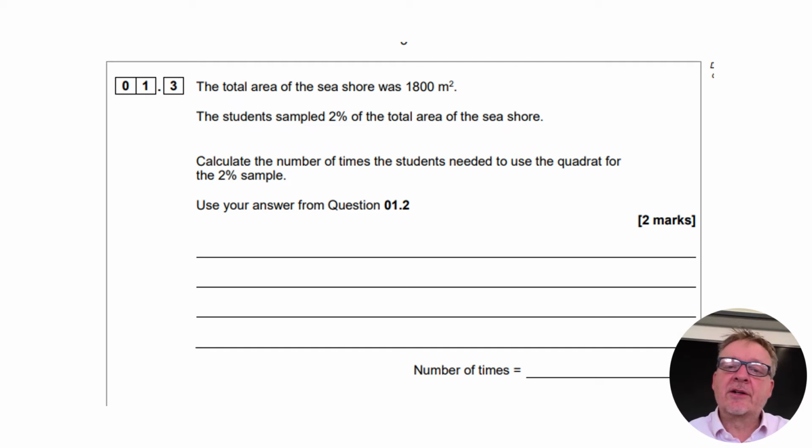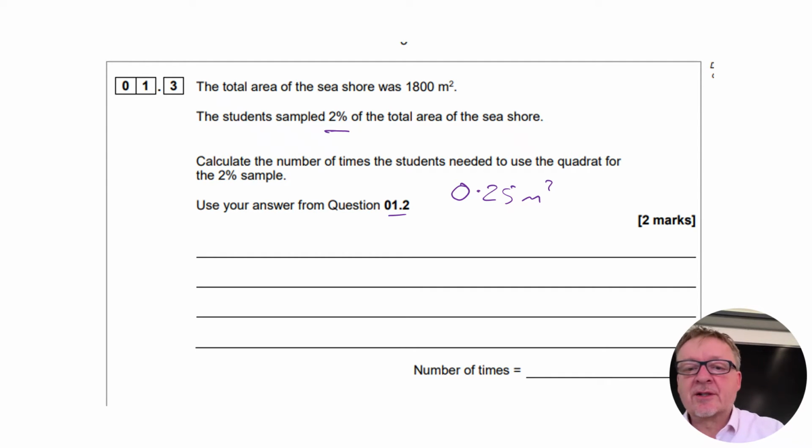The total area of the seashore was 1,800 meters squared. The students sampled 2% of the total area of the seashore. Calculate the number of times students needed to use the quadrat for a 2% sample. Use your answer from question 1.2. So we've got 0.25 meters squared as our quadrat.